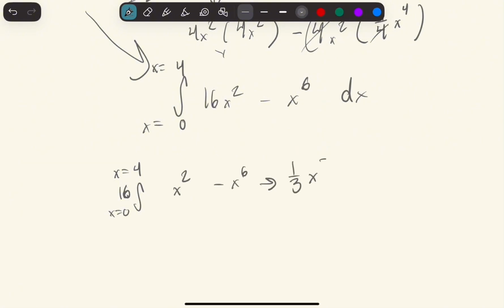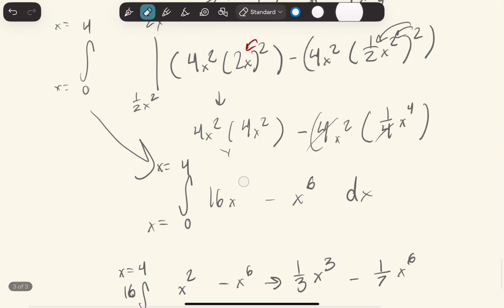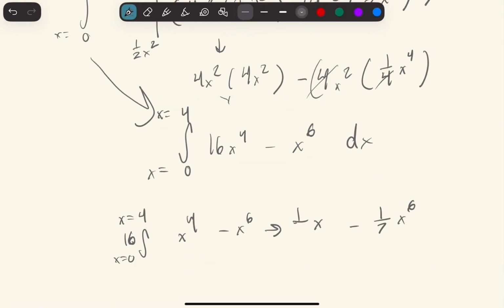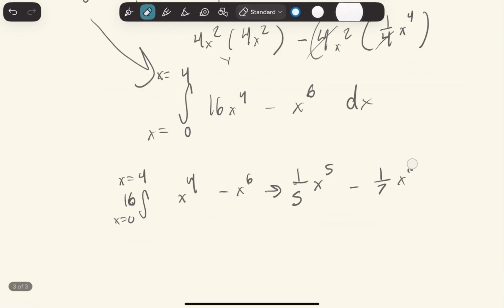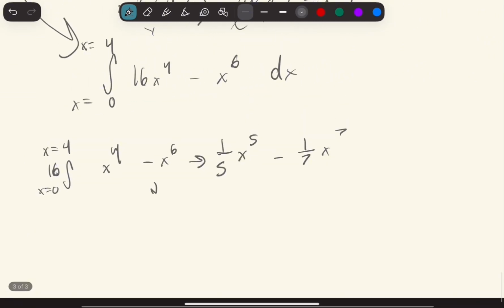We're going to get 1/3 minus 1/7 x. And then, okay, wait, this is wrong. It's x to the 4, so this goes to 5. Okay, got myself there. That's going to be 7. And so, easy peasy, we then bring back the 16. So we get, from 0 to 4, 16 over 5 x to the 5th minus 1/7 x to the 7th power.